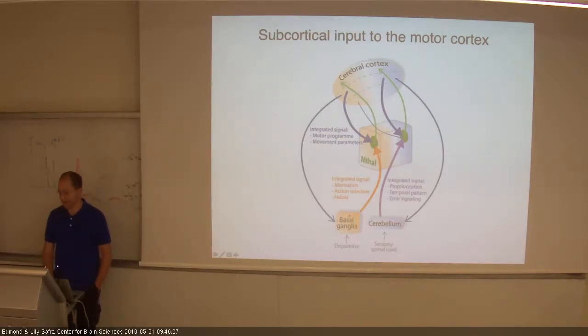And basal ganglia is often blamed to be related to motivation, action selection, habits. So this is a way, and I'm saying again with a lot of caution, in which the cortex could control the basal ganglia or send information to the basal ganglia in order to get that information about action selection or motivation.